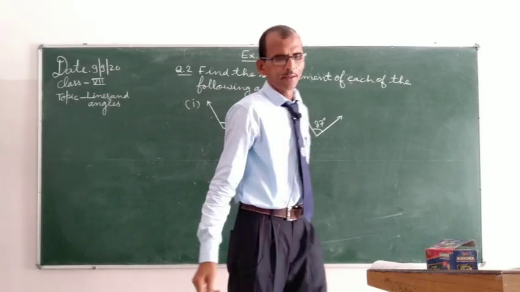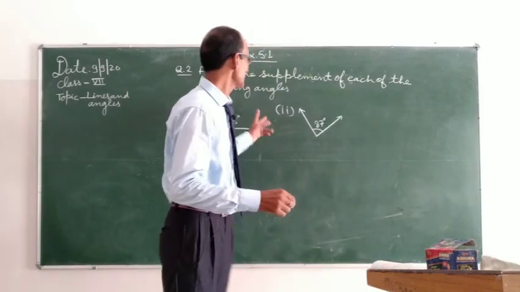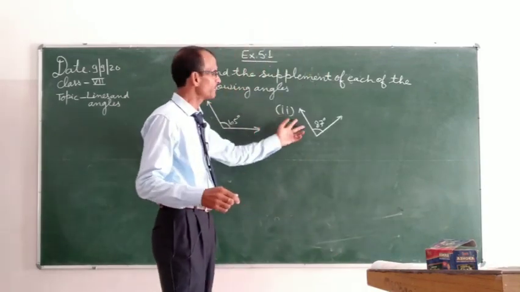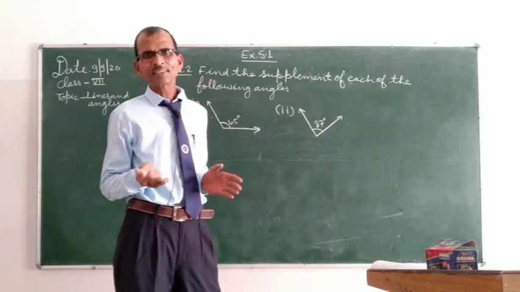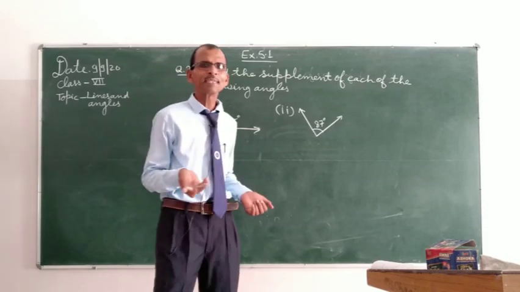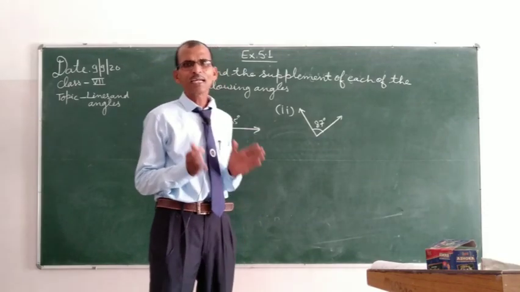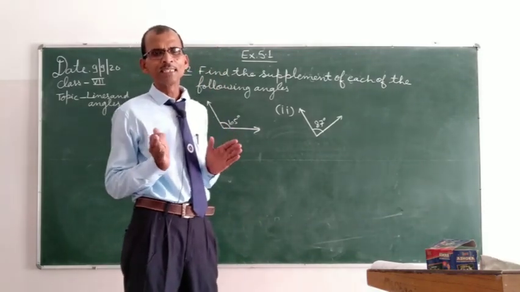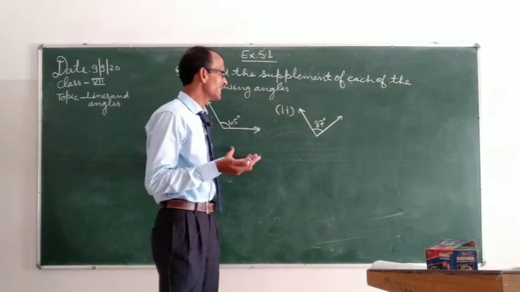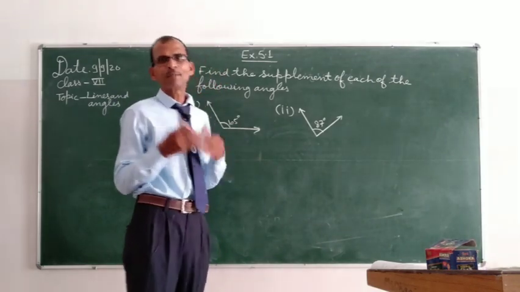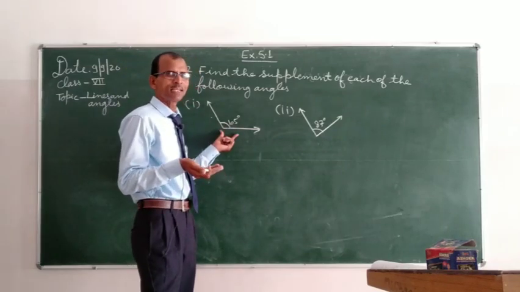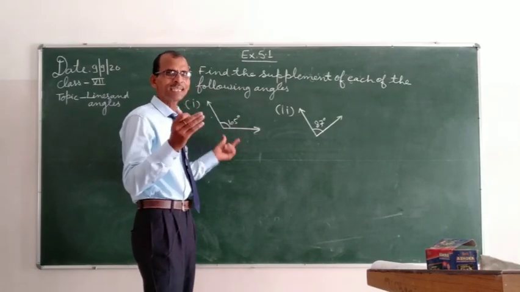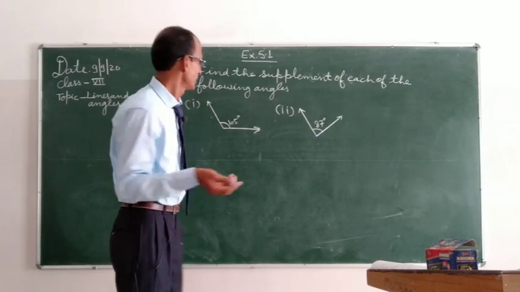Okay? In this question, you have to find the supplement of these given angles. As you have read about supplementary angles, what do you mean by supplementary angles? If the sum of two given angles is 180 degree, they are called supplementary angles. So, to get the supplement of a given angle, we subtract it from 180 degree.